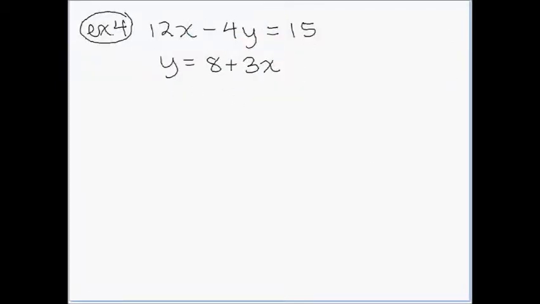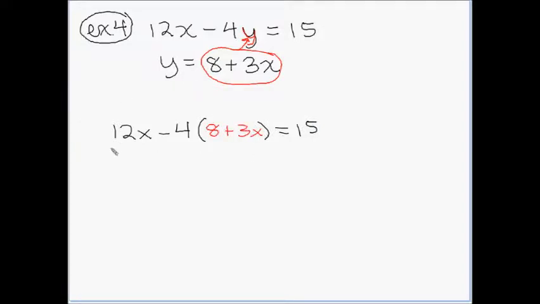Okay, this last one, this is a special case. You might be saying, well, it looks the same as the others. I'll show you why. Okay, since y is equal to this, you're going to substitute it in place of y right here. So the original equation, 12x minus 4, but in place of y, I'm going to substitute in the expression that is equivalent to y. So 8 plus 3x. Now I have an equation that has only x, so I'm going to simplify and solve. 4 times 8, that's negative 32. Negative 4 times 3, that's negative 12x. And that would be 15.